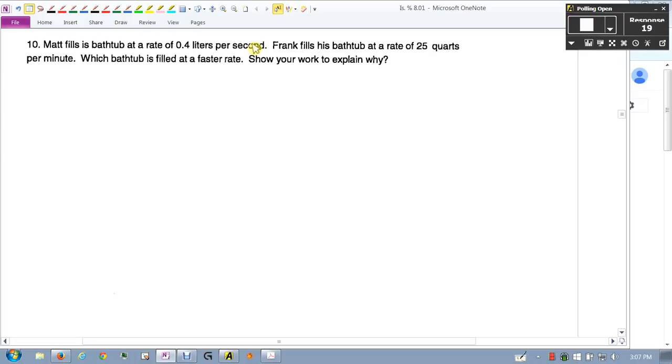So what would you like? You want to go liters per second over to quarts per minute? Try it. We have 0.4 L, capital L, liters per 1 second. I want to eventually turn that into what? Quarts per minute.